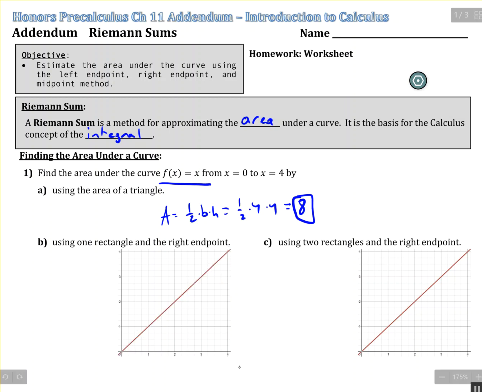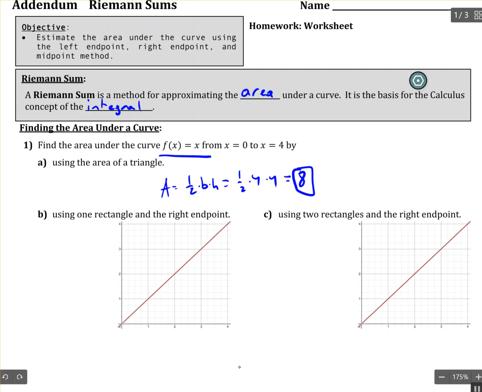But what if it was curved? What if it looked like that? Then this method of using a triangle wouldn't work. So let's find a different way we can approximate this area. To start off with, let's oversimplify things way too far, and let's pretend this is a rectangle.